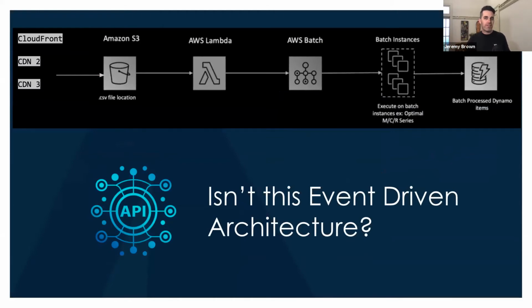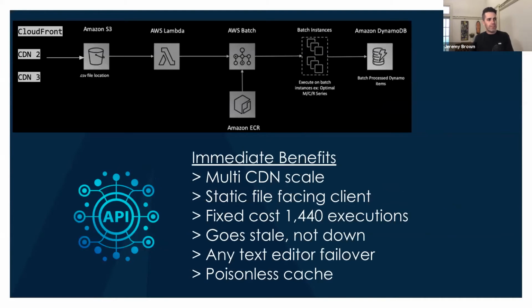So some of you have probably already cottoned on that I'm not just explaining event-driven architecture. And I really am, but what I'm trying to say is, think about the other end of the event-driven architecture. Now that you've brought it down to execution, a push or a per minute batch or something like that, how do you create resilience on the other end? So the immediate benefits of this model for me was, I have multi-CDN. I'm already paying for multi-CDN, so I may as well repurpose it for APIs. I have a static file facing the client.